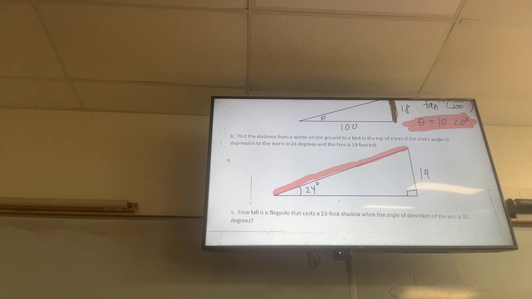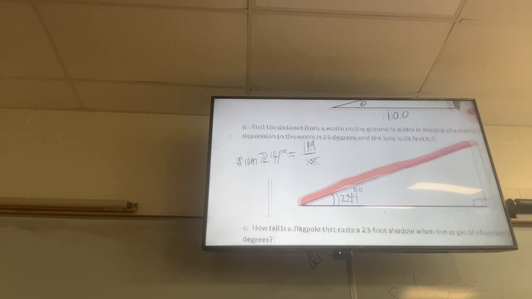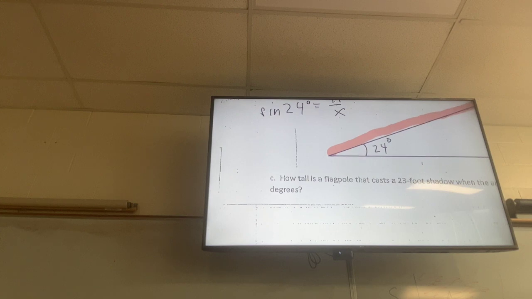Sin. Sin of 24 degrees. What's that going to equal? 19 over x. Nope, because sine is opposite over hypotenuse. I've got the hypotenuse, but I don't know these two. Opposite over hypotenuse. I got it.